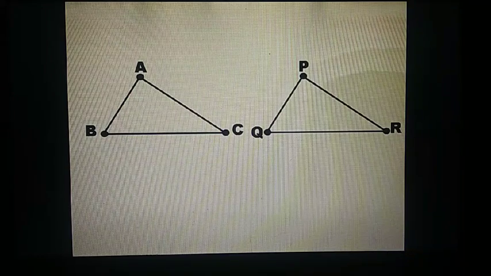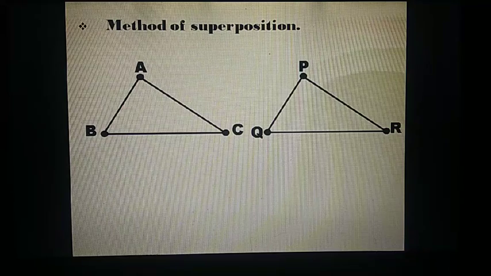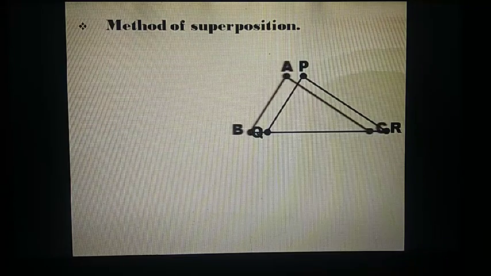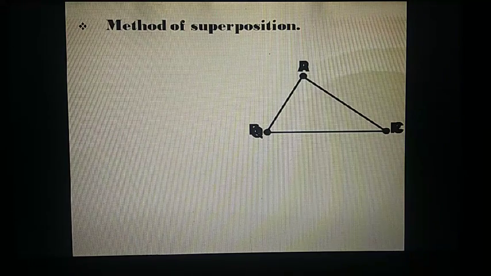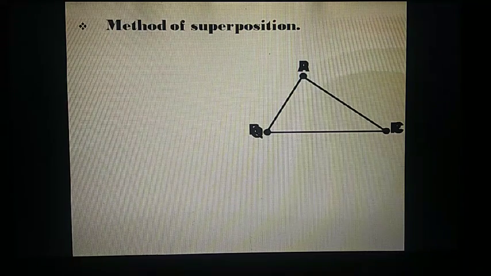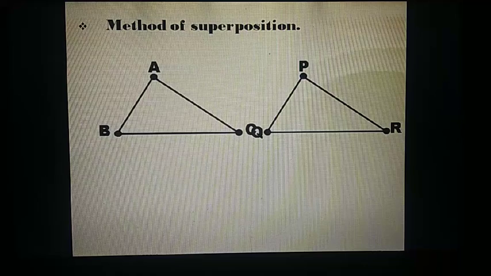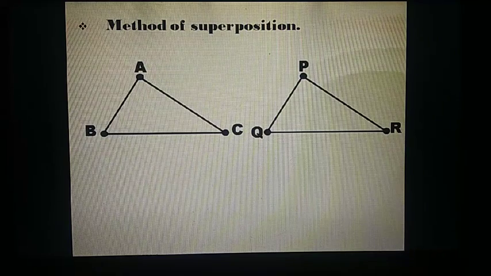Two triangles are called congruent if they are copies of each other. That is, again, we are using the method of superposition, and when superposed they cover each other exactly. Here we can see both the triangles are covering each other exactly. They have the same size and shape. So we can say that both the triangles are congruent.